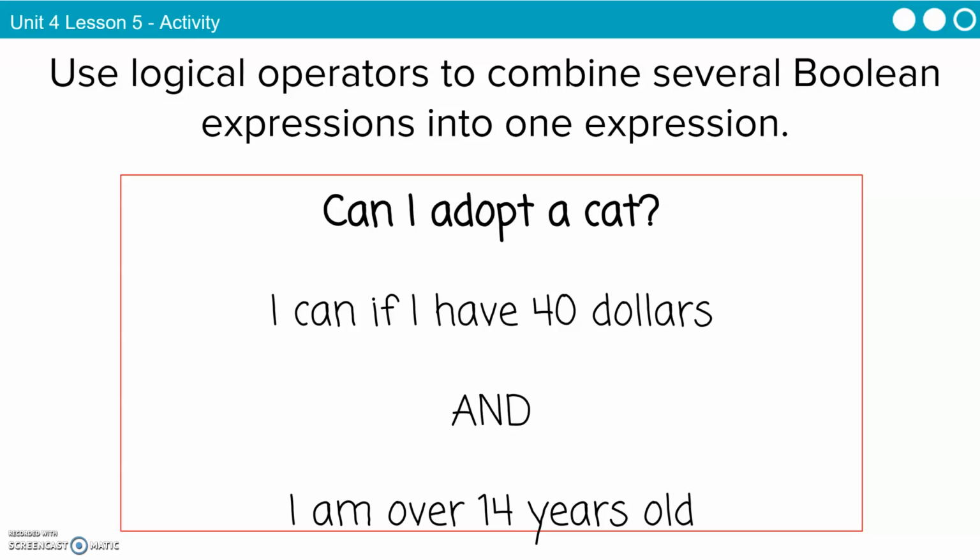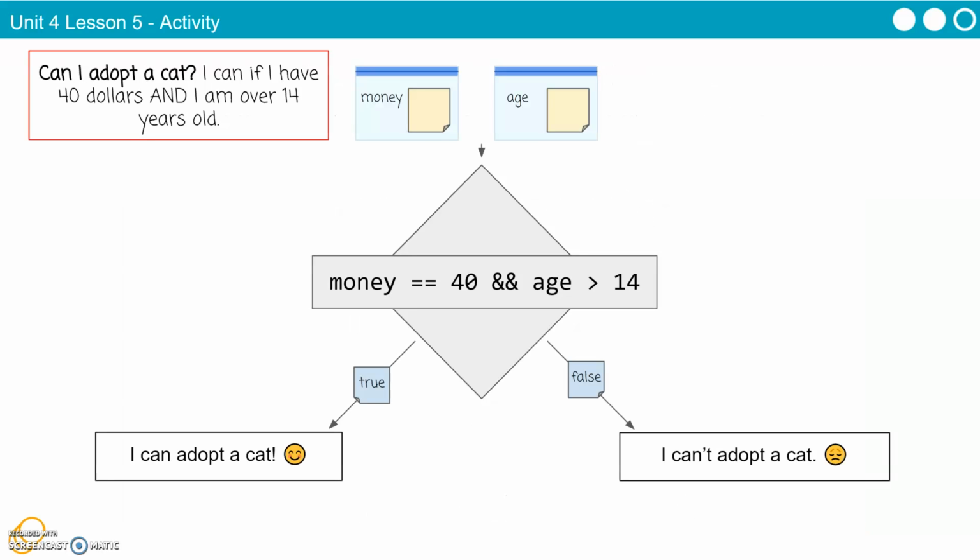So let's go back and do our cat example one more time and think about using the and operator, because it says I can adopt a cat if I have $40 and I'm over 14 years old. And let's see how that simplifies our decision tree. So we still have two variables, money and age, but now look in the middle of our decision tree. Where the and is, it says if money is equal to 40 and age is greater than 14, I can go right down to true. And if either one of those is false, I can go right down and it's false.